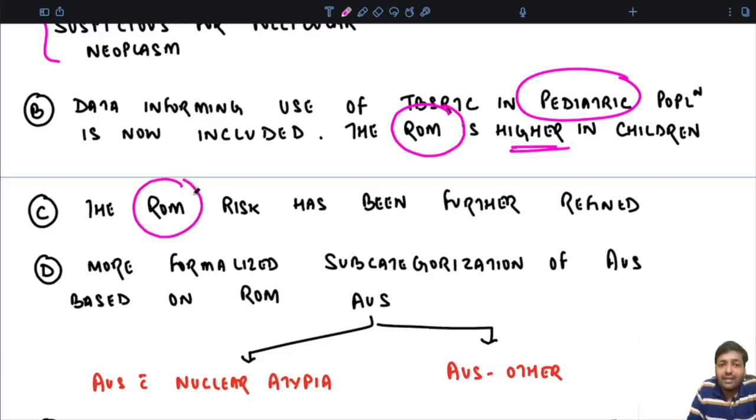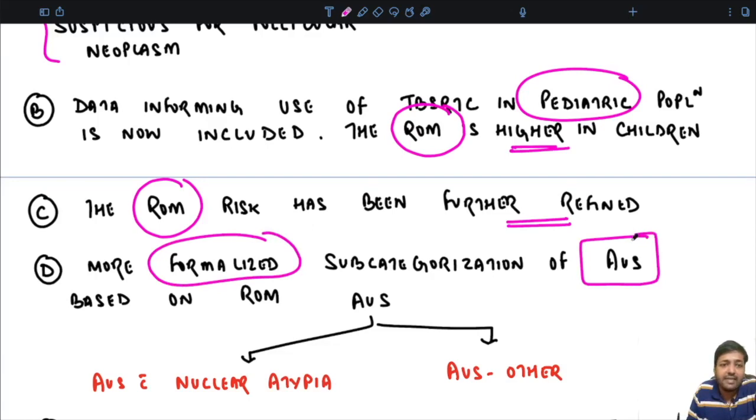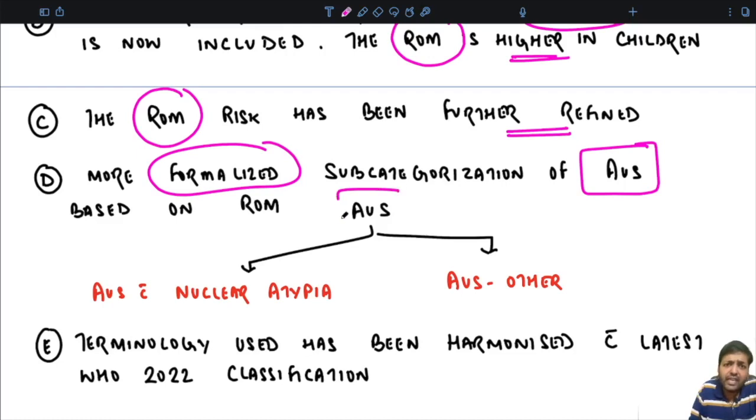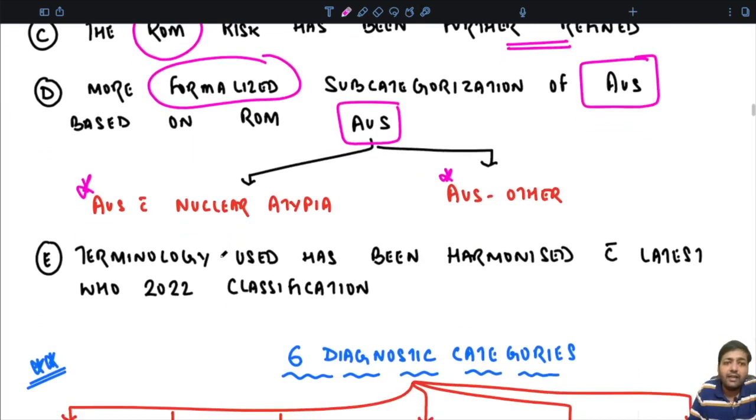Now the ROM, that is the risk of malignancy, has been further refined. There is a more formalized subcategorization of atypia of undetermined significance based on the ROM. Remember one thing, the AUS has been further subcategorized as AUS with nuclear atypia and AUS others. Then the different terminologies which have been used have been harmonized with the latest WHO 2020 classification of the tumors of the thyroid. So we are in line with the 5th edition of the thyroid tumors.